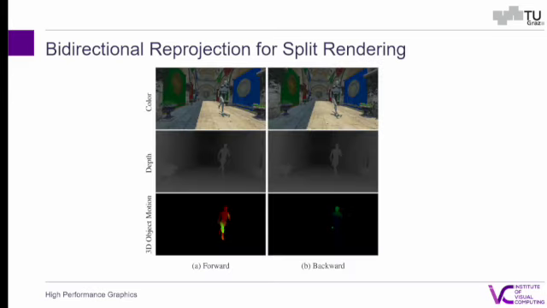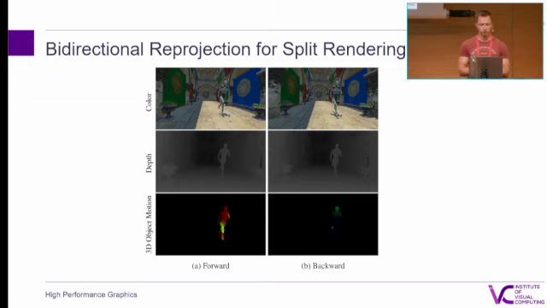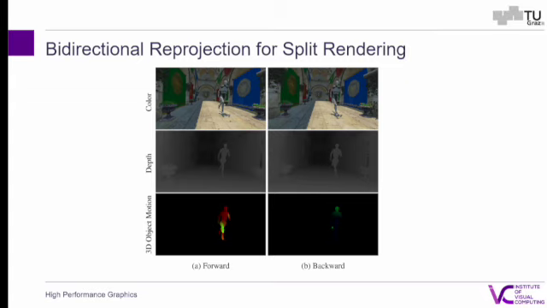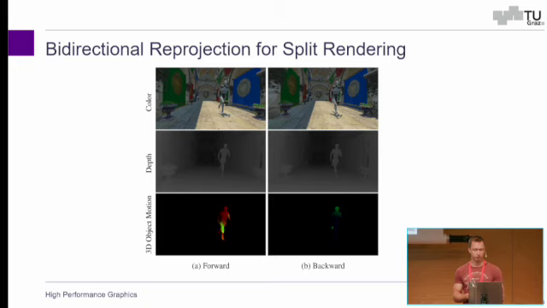So this is what the data sent by the server that is used for the reprojection would look like, where we have the color, the depth, and the 3D object motion for the T and also the T+1 frame.